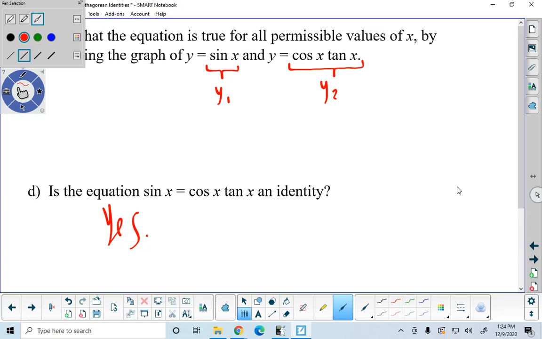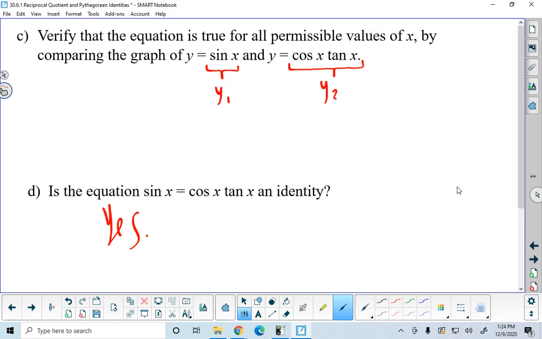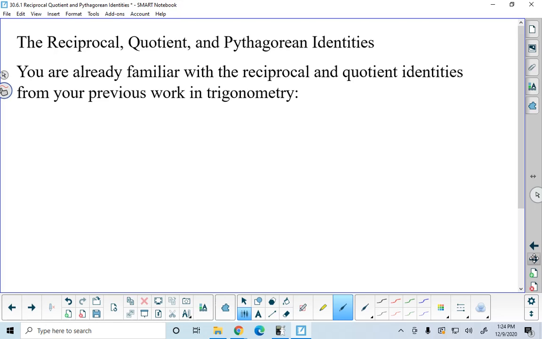Any questions with that example? Too fast, too slow, or just right? Thank you.